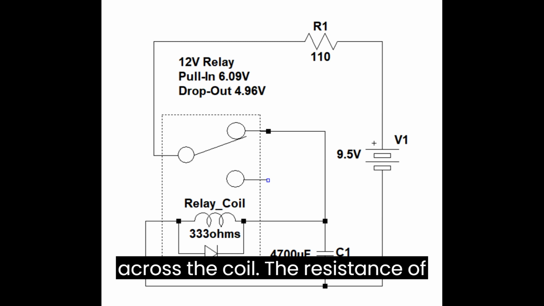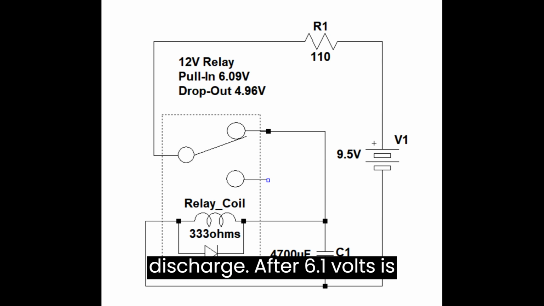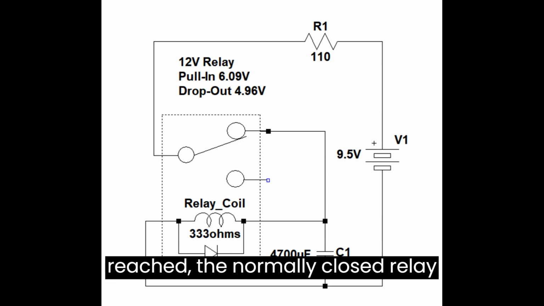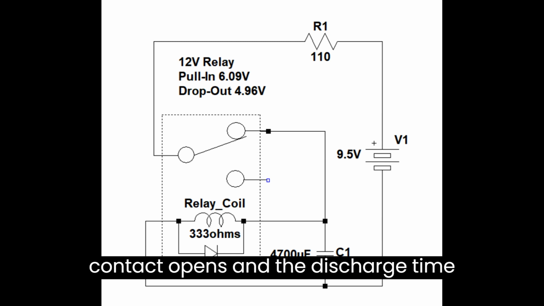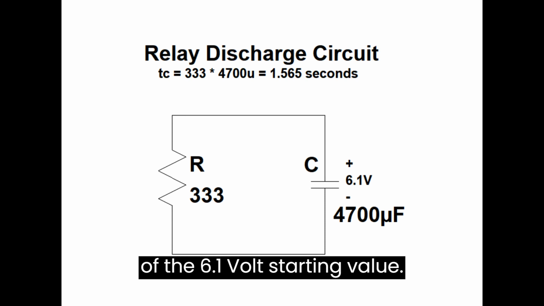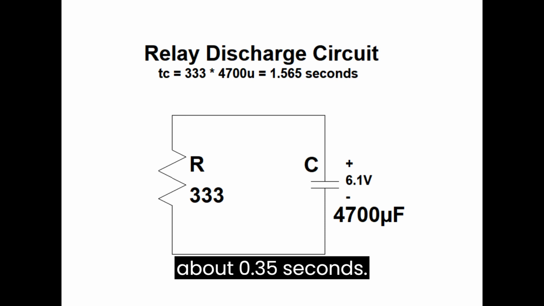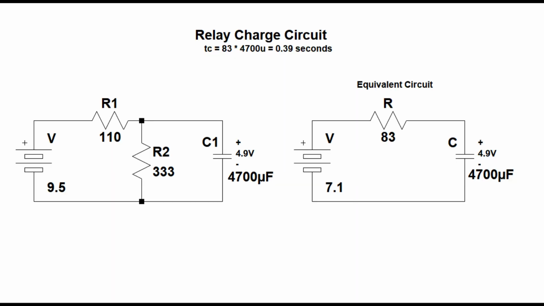The resistance of the relay coil controls the capacitor discharge. After 6.1 volts is reached, the normally closed relay contact opens and the discharge time constant is 333 times 4700 microfarads, or 1.57 seconds. 4.9 volts is only 80% of the 6.1 volt starting value. Solving for the exponential, it takes about 0.35 seconds.